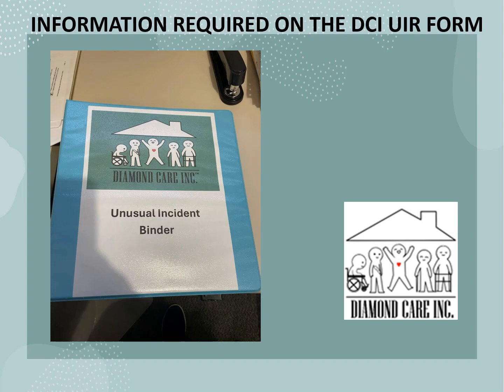So what do I do? Where do I put this information when it's done? So hopefully by now y'all have seen the blue binder, the unusual incident reporting binder. There's 31 tabs. Why 31 tabs? Well, 31 tabs represents the days of the month. And so if the event happened on the 10th of the month, like August 10th, we're going to put it underneath the 10th tab, okay?